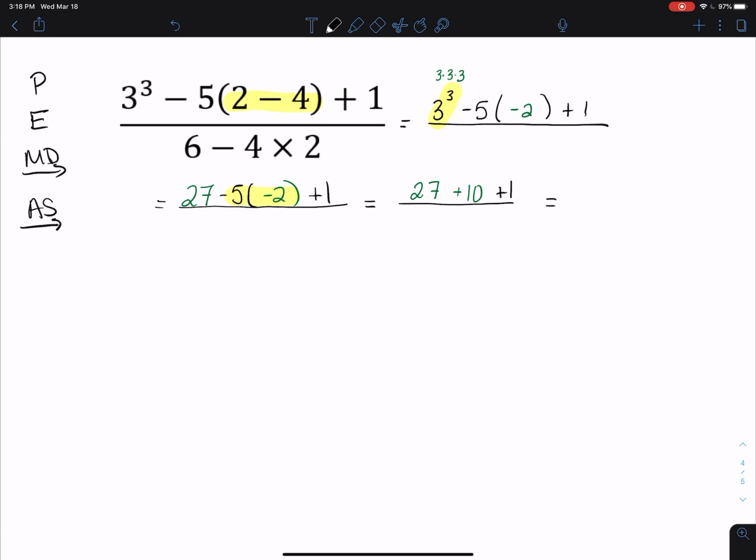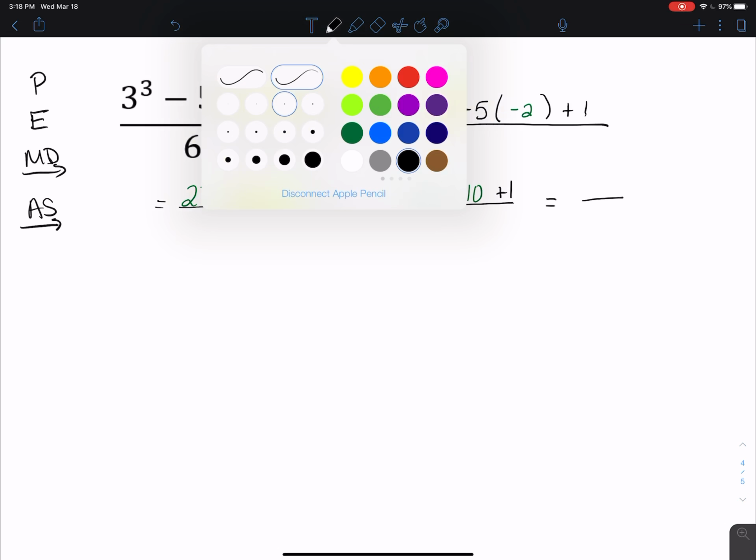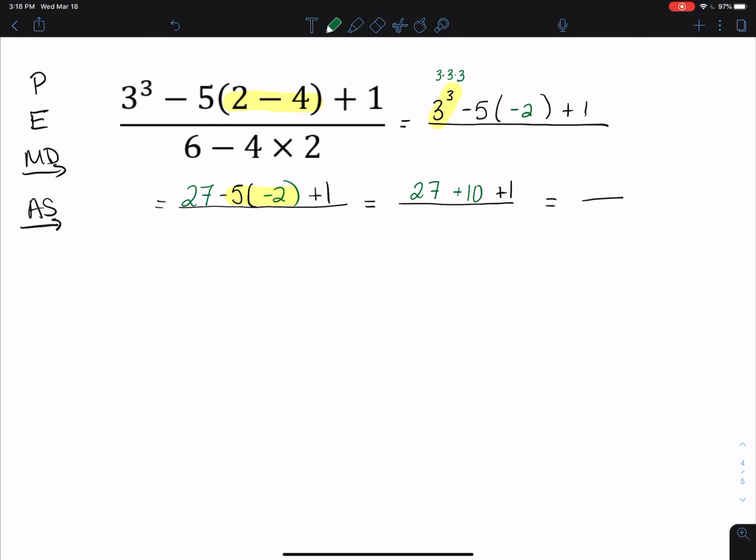Now I have addition left. So when I add 27 plus 10, plus the 1, gives me 38. So I have my numerator completely simplified.